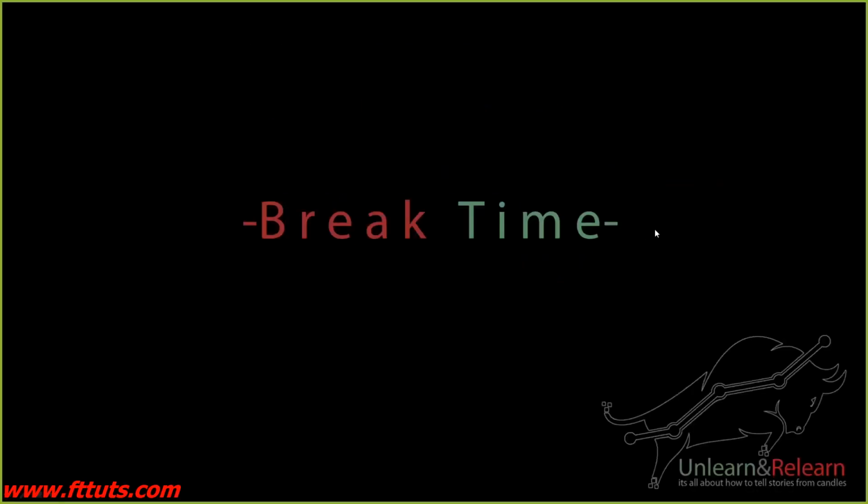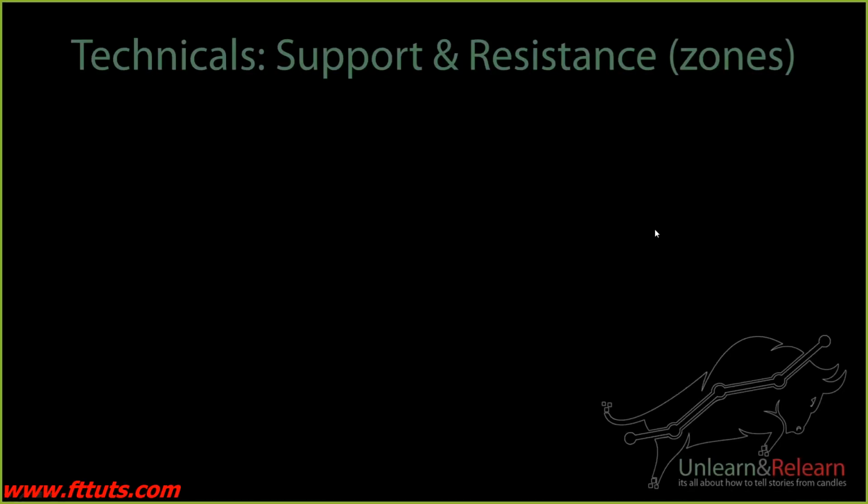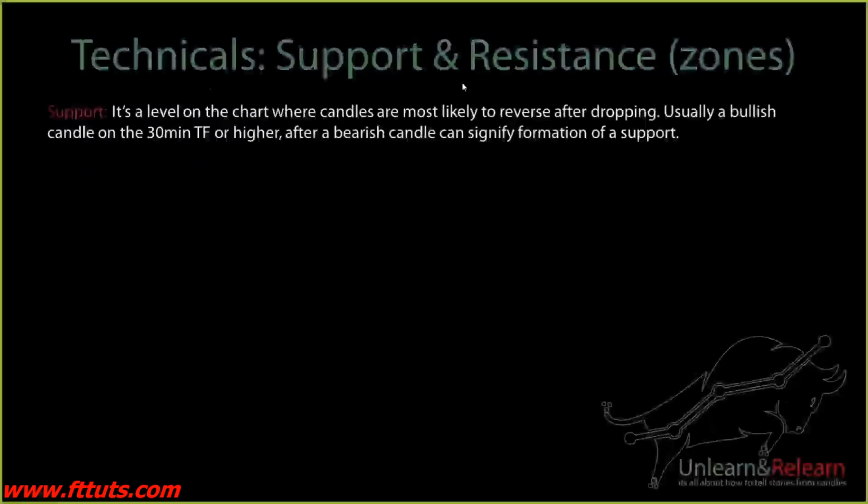So first of all, what we're going to talk about is support resistance zones. Support is the level on the chart where candles are most likely to reverse after dropping. Usually a bullish candle on the 30-minute time frame or higher after a bearish candle can signify the formation of a support. So whenever you have candles moving bearish on the 30-minute time frame or higher, if you see a bullish candle forming after that, that's a support formed.